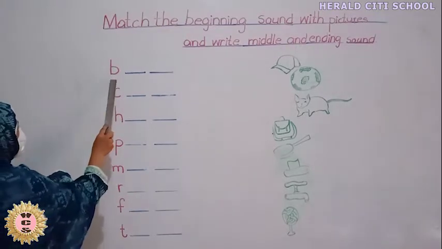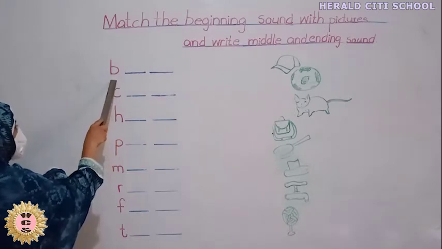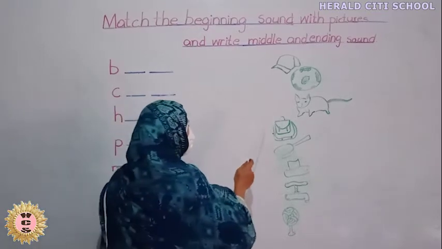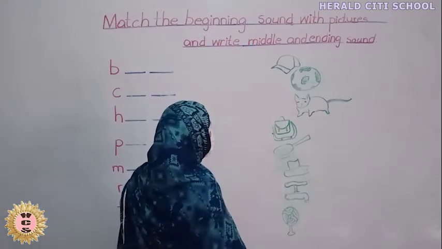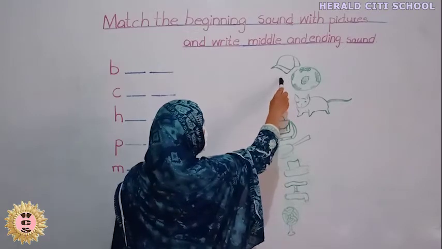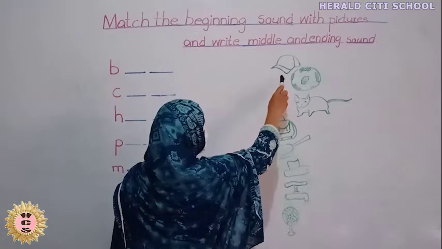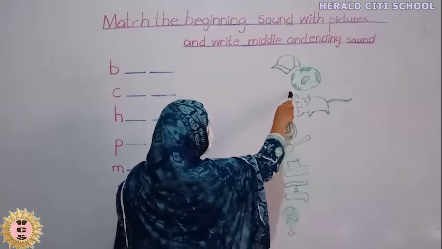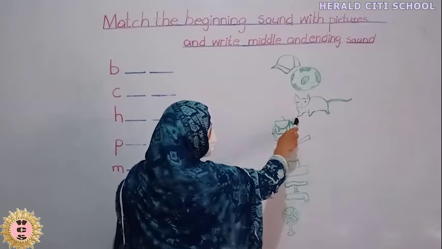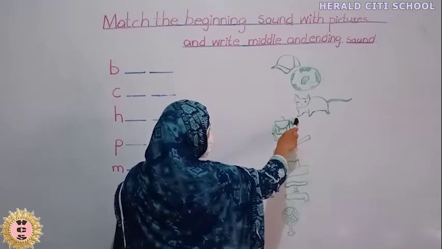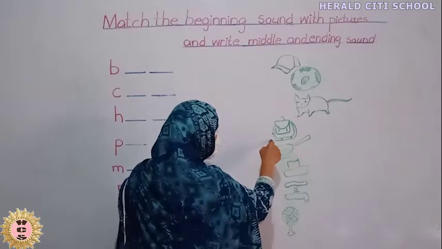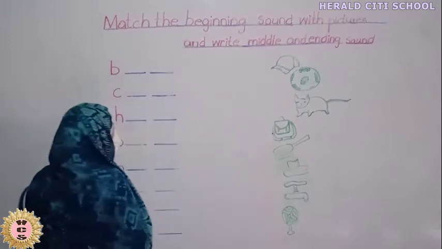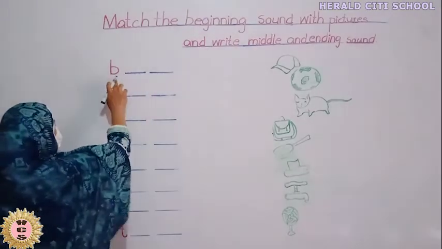Children, which sound is this? This is B. Now let's see, children. Is there anything here which is starting from the sound of B? This is cab. What is this? This is map. And this is red. What is this? This is bag. Yes, bag. So we will write here the spelling of bag.